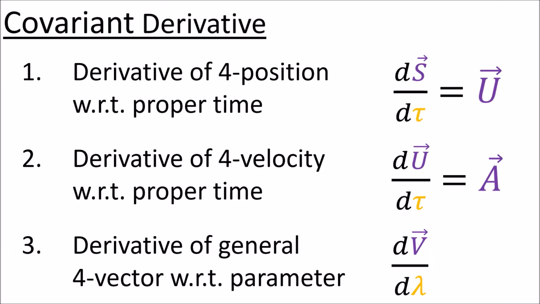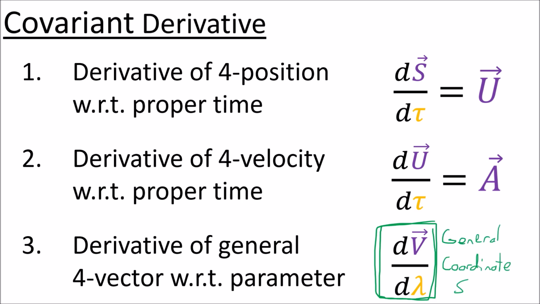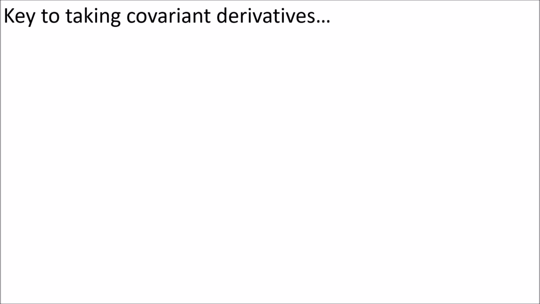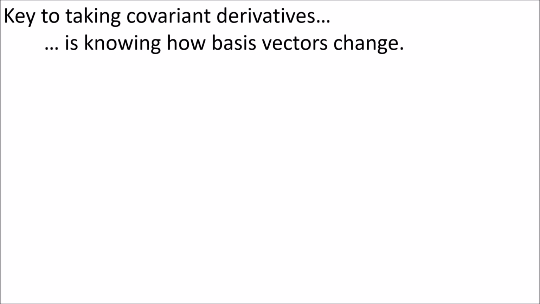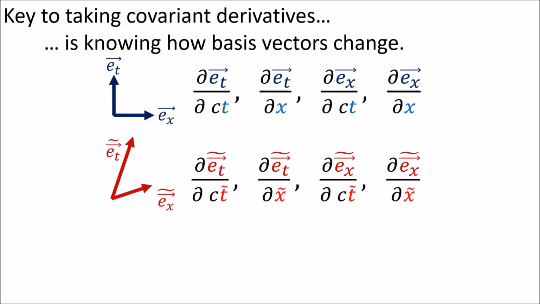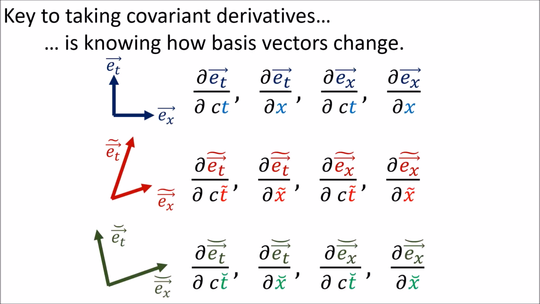For the last part of this video, let's take the covariant derivative of a general 4-vector v with respect to a generic path parameter lambda, and we're going to figure out the formula in a general coordinate system that doesn't necessarily have to be Rindler coordinates. But before we do that, I really want you to understand that the key for taking covariant derivatives is being able to figure out how the basis vectors of your coordinate system change from point to point. In other words, the key to computing covariant derivatives is figuring out the partial derivatives of the basis vectors with respect to the coordinate variables.